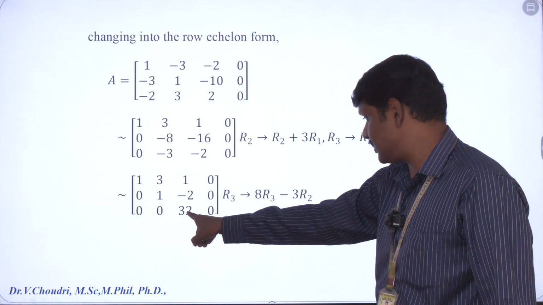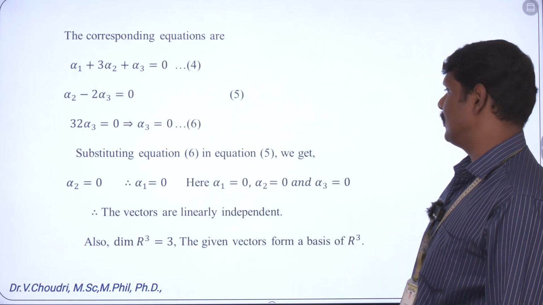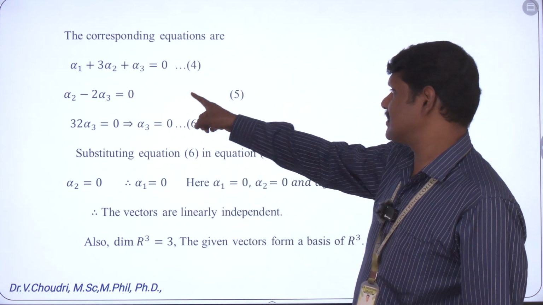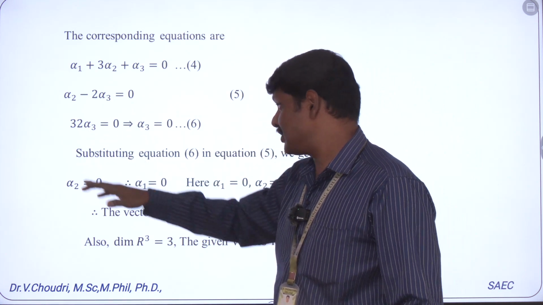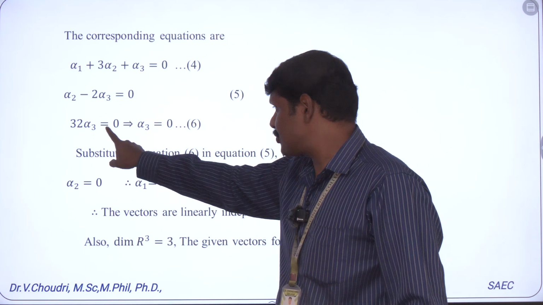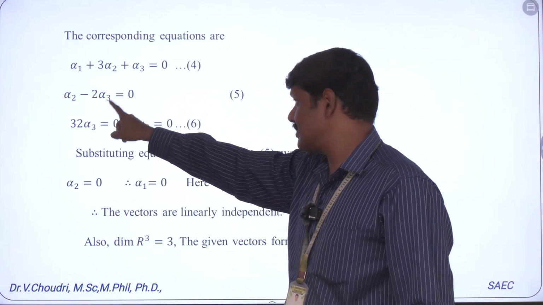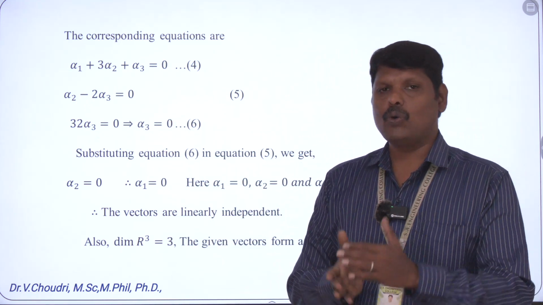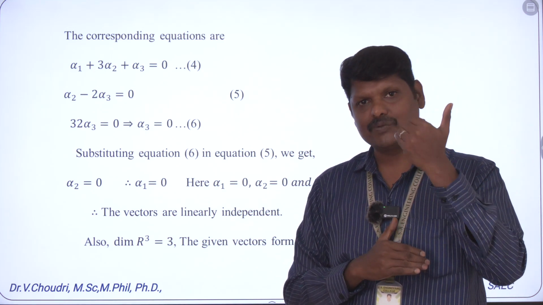So what is the back substitution method? 32 into alpha 3 equal to 0. Okay, once we know that alpha 3 value equal to 0, so what is the previous case? Here substitute alpha 3 value equal to 0. In this case, there is no other choice. Alpha 3 should be equal to 0. Here, alpha 2 minus 0, here also alpha 2 equal to 0. So here we found alpha 2 equal to 0, alpha 3 equal to 0.